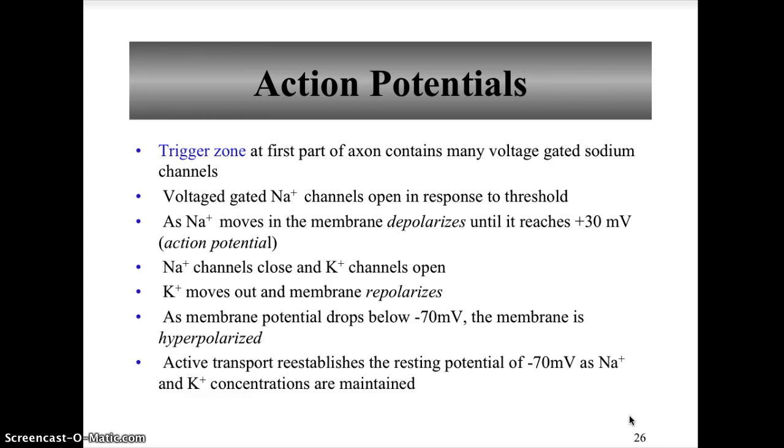So the trigger zone itself, action potentials at the trigger zone. The trigger zone is the first part of the axon that contains many voltage gated ion channels of sodium, and those voltage gated sodium channels are going to open in response to the threshold. As the sodium moves in, the membrane depolarizes until it reaches positive 30 millivolts. That's the action potential. The sodium channels close, potassium channels open, potassium ions move out, and the membrane repolarizes.